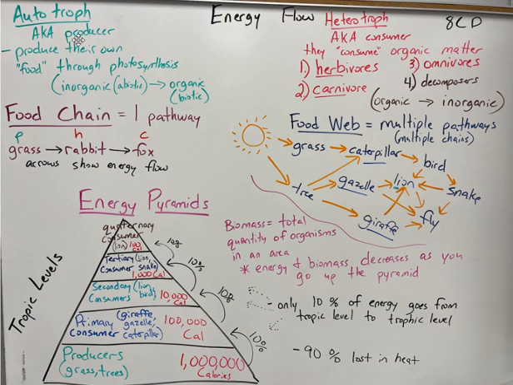So autotrophs make their own food from the sun. Typically, 99% of what we're going to talk about, or what you'll ever see, is going to be from the sun. There are some things that don't use the sun to make their energy, but you will likely never see those. Those are very rare.